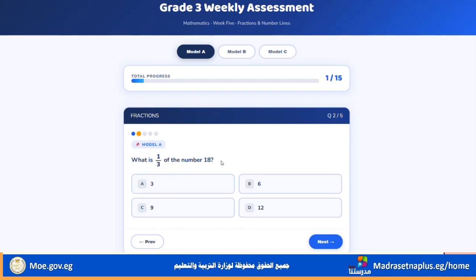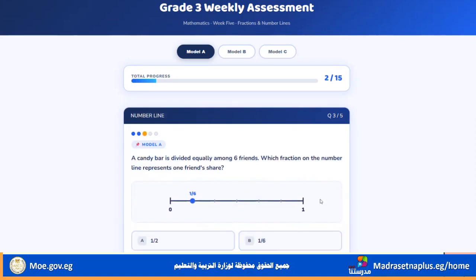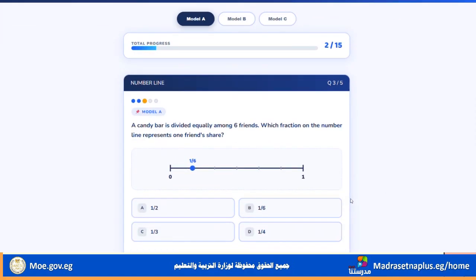Yes, the answer must be 6. 18 divided by 3 equals 6. Third of 18 equals 6. That's right. We have a number line.